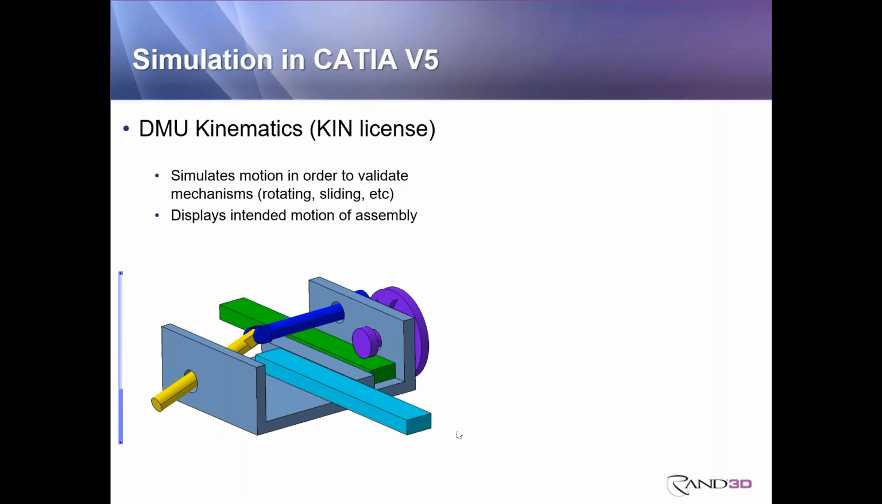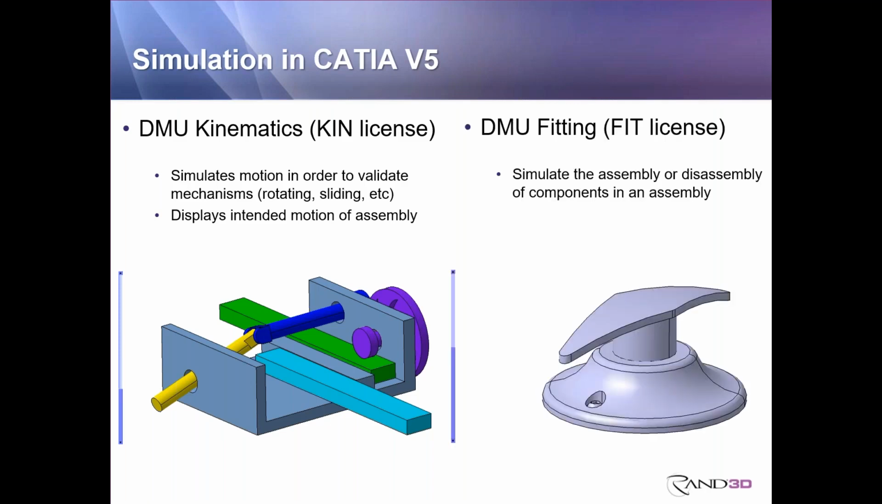I just wanted to clarify that because there is differences between the two, and like most people, as soon as I say simulation, they say, oh yeah, well I've got the kinematic license. That's not what you need when you're trying to simulate the assembly or disassembly of a component within an assembly. In that, you are going to need the DMU fitting simulator, which is via the FIT license. And again, that's what's responsible for creating that simulation of an assembly or disassembly.